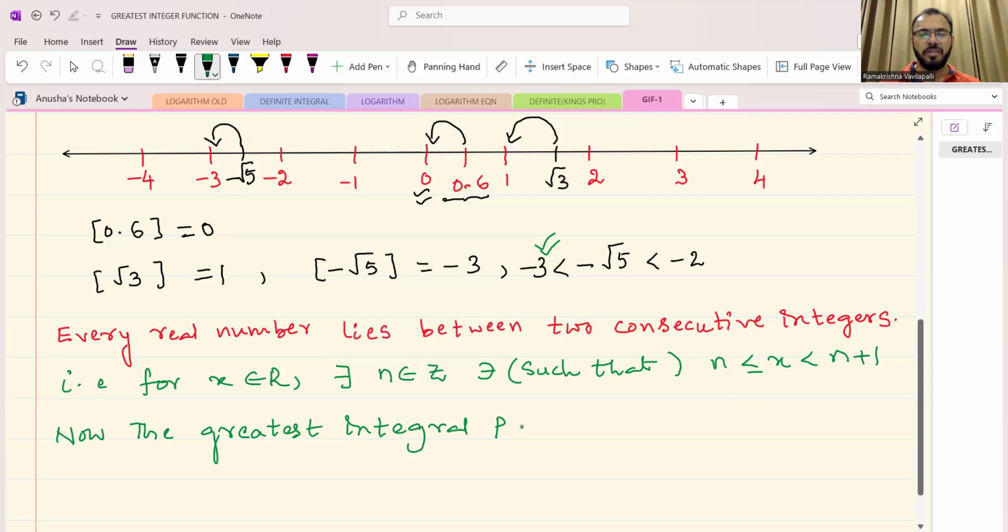Integral part of x, denoted by an x enclosed by square brackets, read as integral part of x.